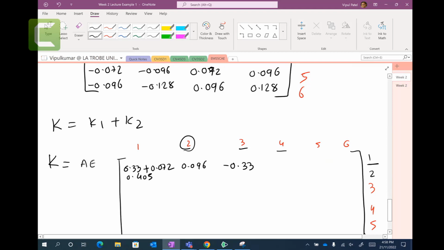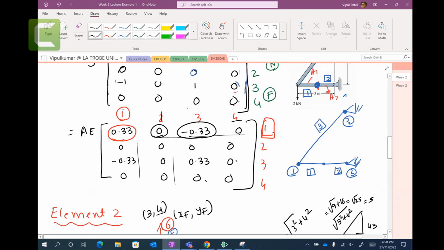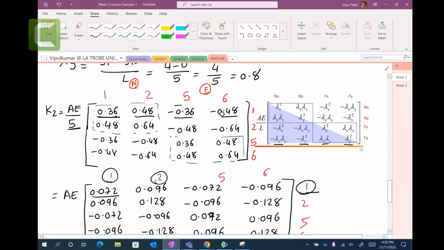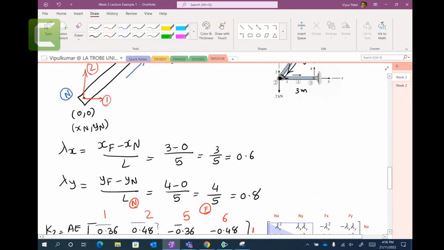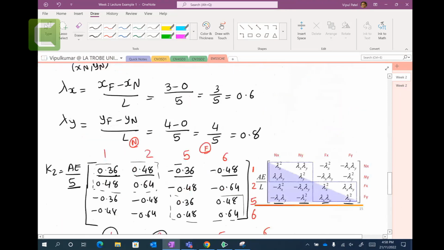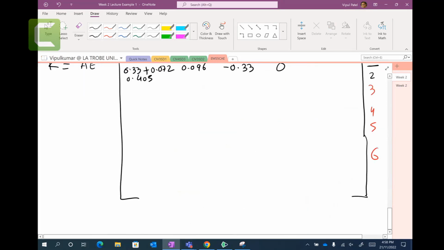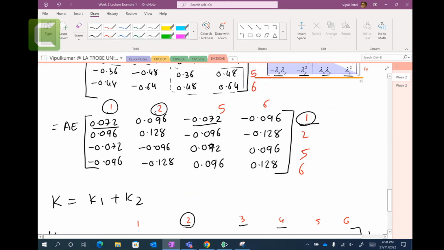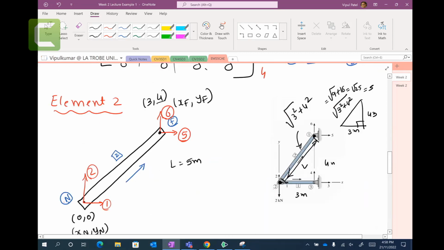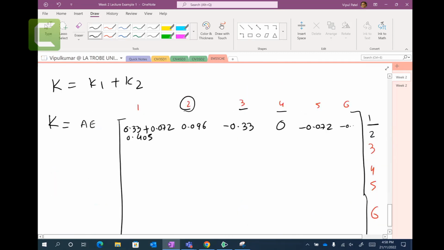Column 4, row 1. There is a column 4, row 1, 0. And there is no column 4, so that is 0. Column 5, row 1. There is no column 5. Column 5, row 1, minus 0.36. Oh, here, minus 0.072. Column 6, row 1. There is no column 6, by the way, here. So then you have minus 0.096.